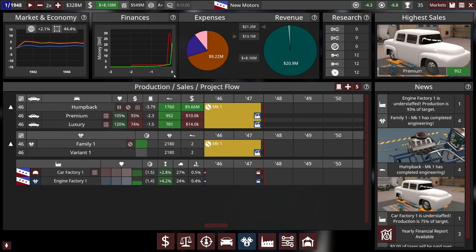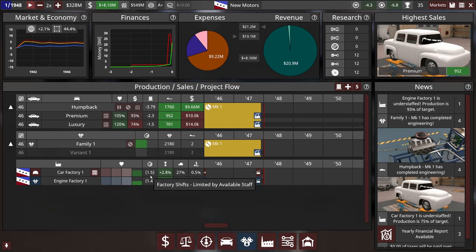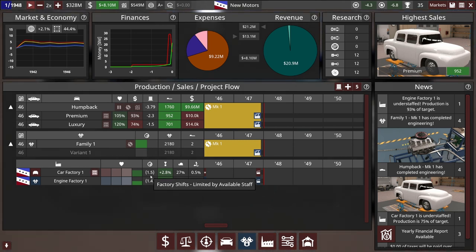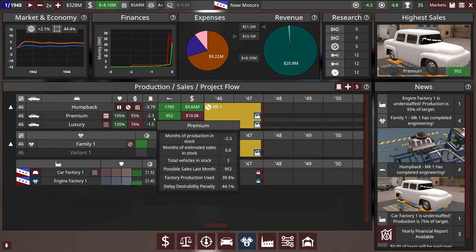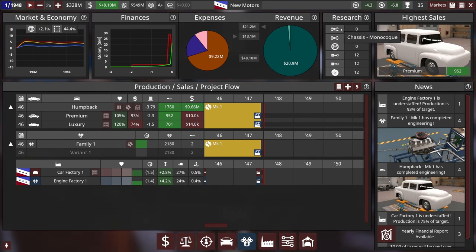So let's see here. Our factories are running less than two shifts because they're taking time to hire staff. That's that months until two shifts to hire thing we saw. And that's just fine. And we can also see that we have pre-orders. It's going to take us approximately 2 months to make up all the pre-orders that we have.